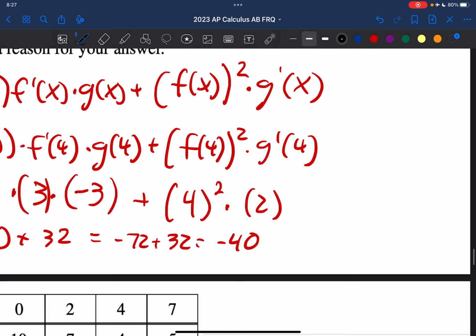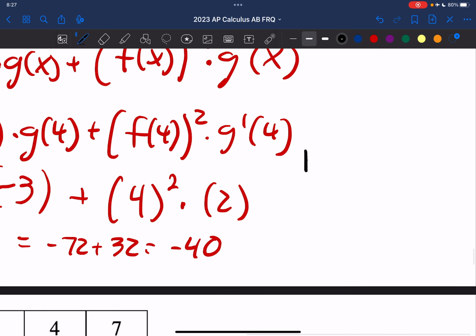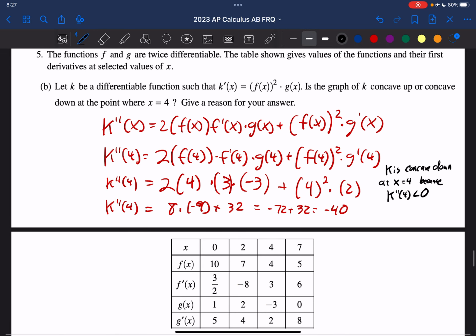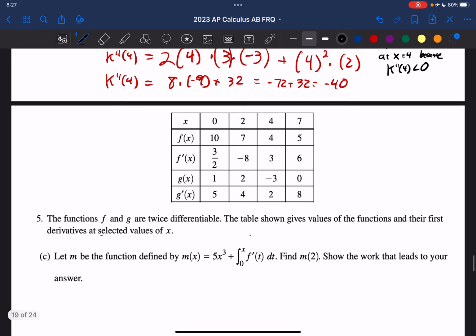So we can say that k is concave down at x equals 4 because k double prime of 4 is less than 0. So that was part B.